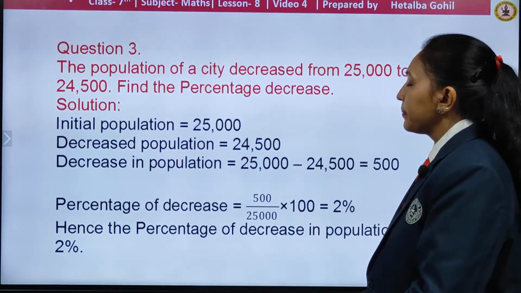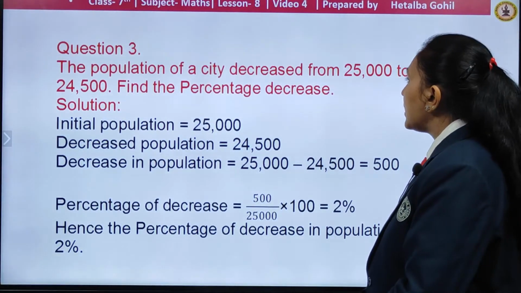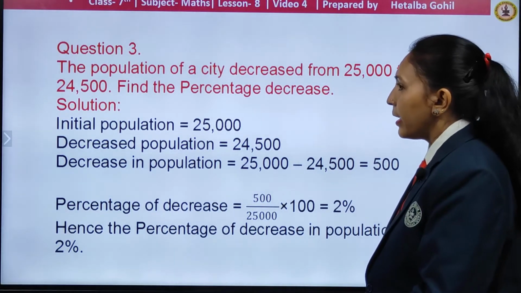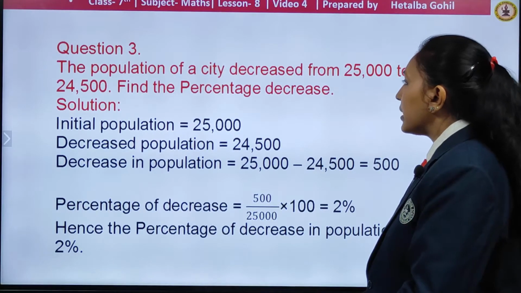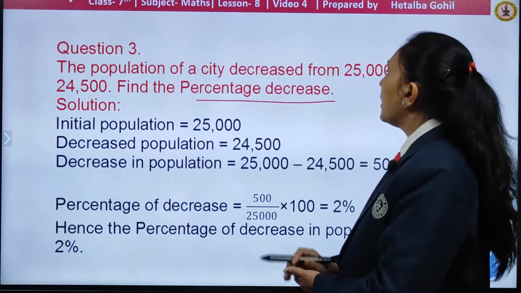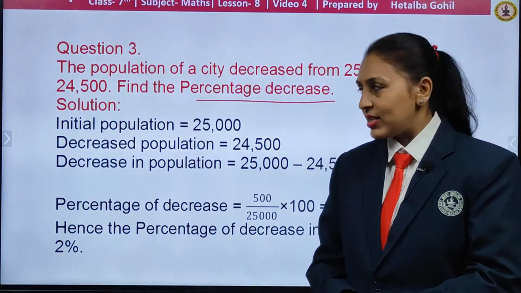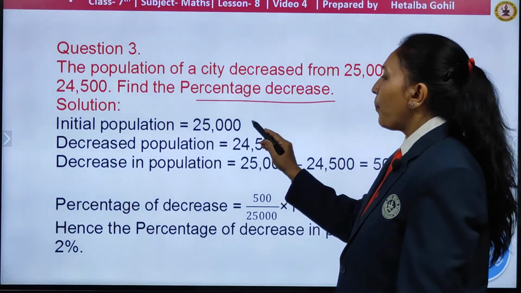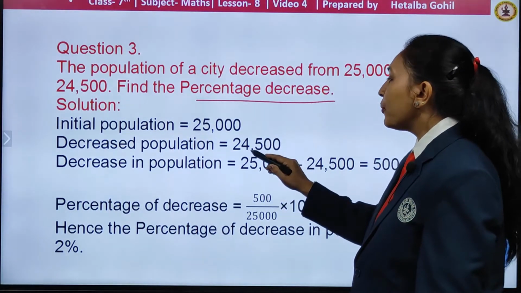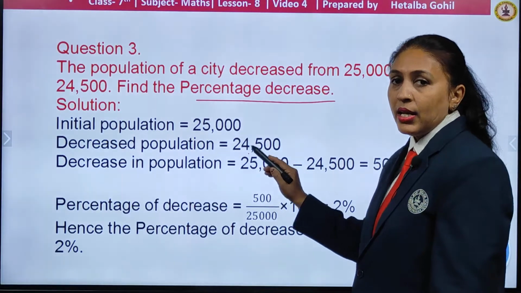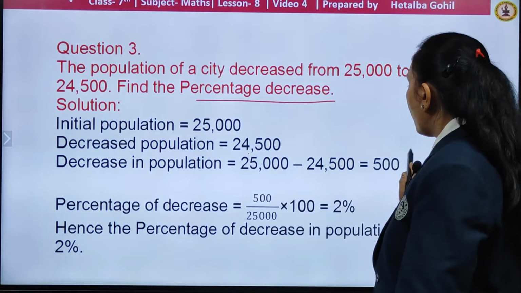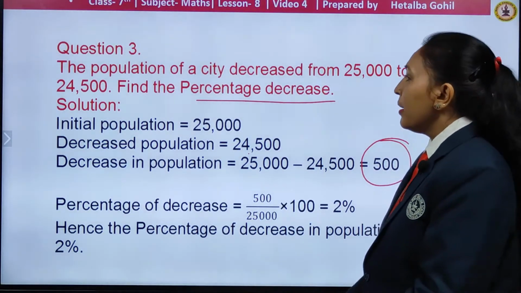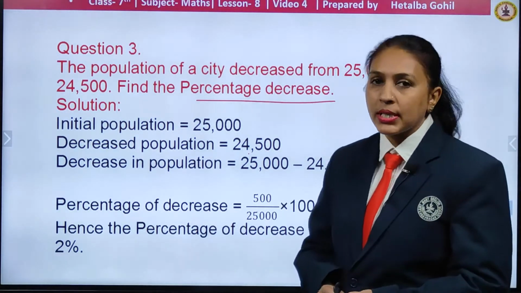Question number 3. The population of a city decreased from 25,000 to 24,500. Find the percentage decrease. We have to find the decrease in the population in percentage here. So, let us find first what is the decrease. Initially the population was 25,000, which reduced to 24,500. So, the difference here is 500. So, there is a decrease in population of 500, which we have to convert into the percentage.